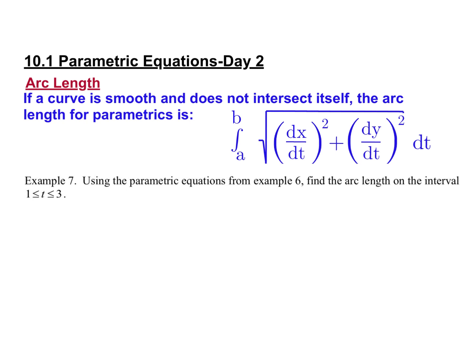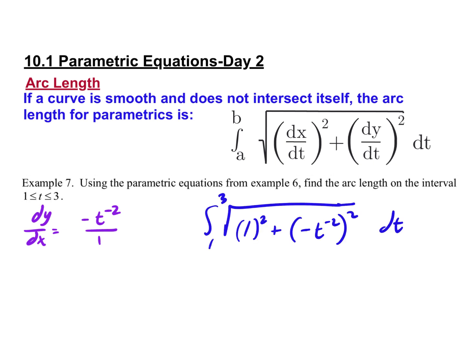So just as a reminder, again, you have this in your notes, we have dy over dx was negative t to the negative 2 over 1. And the reason that we write the 1 down is because this is dx over dt, this is dy over dt, and they have to go in these spots. And then what's our a and b going to be? What's a? And b? 3. So our setup is pretty straightforward, okay? We just plug all that into the calculator, and you'll get a number, so go ahead and do that.